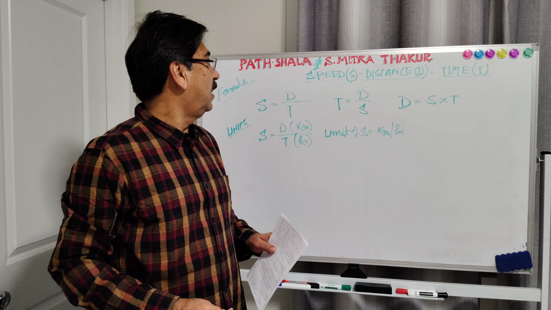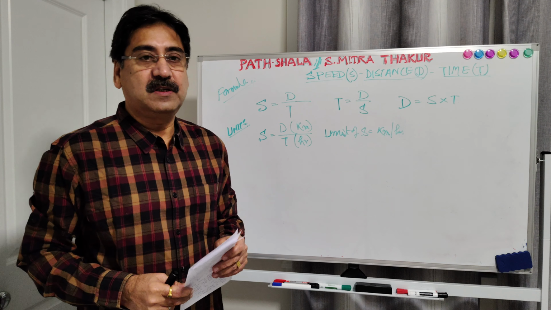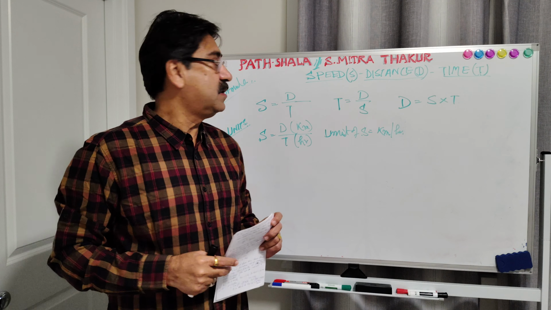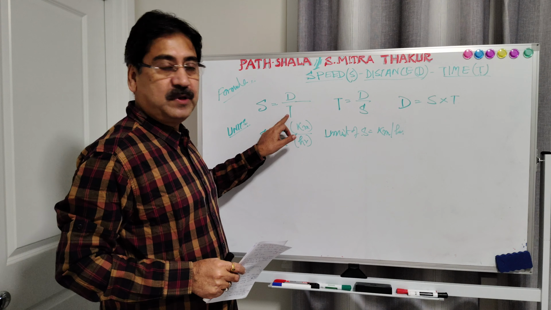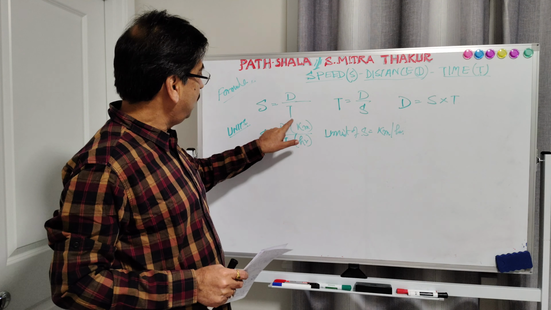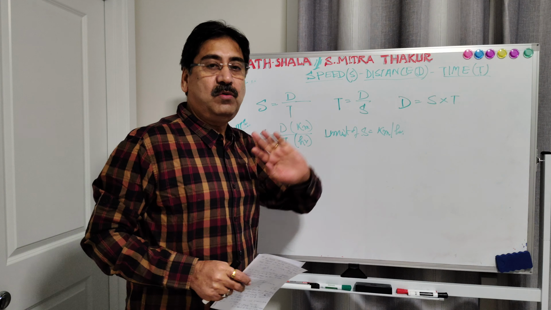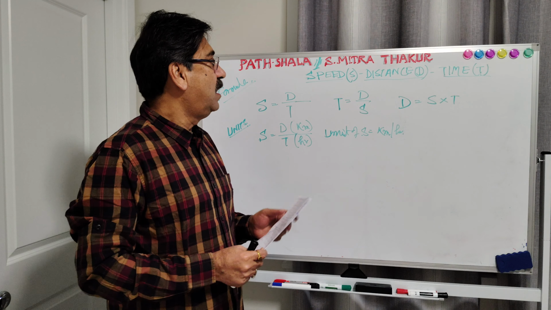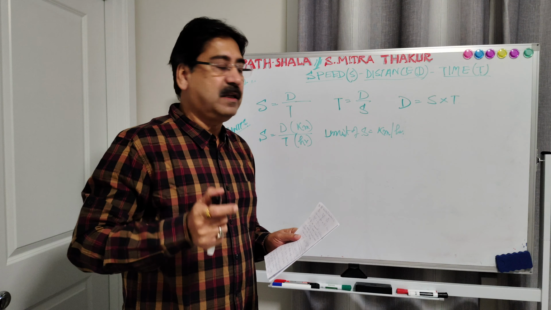So today we'll learn about speed, distance, and time. It's a new chapter, so you should learn the formula first and note it down. The formula is speed equal to distance by time. Time is equal to distance by speed, and distance equal to speed into time. These three formulas are there. Another formula will come later for average speed or any other thing.